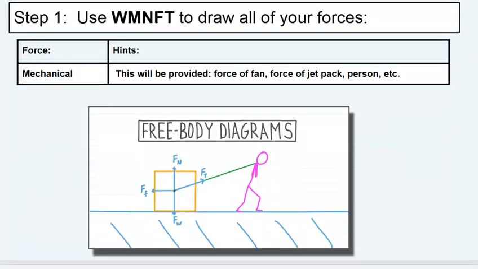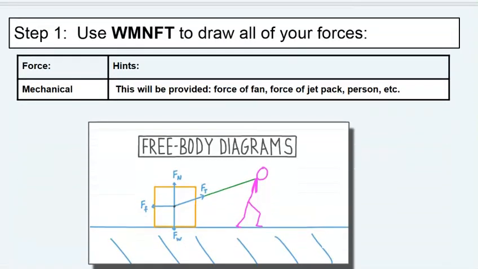Force number two is mechanical. And 99% of the time, it's already on the diagram for you because I need to tell you there's a fan, and the fan is pushing with, in the lab, I think it was like 0.215 newtons, and the direction.